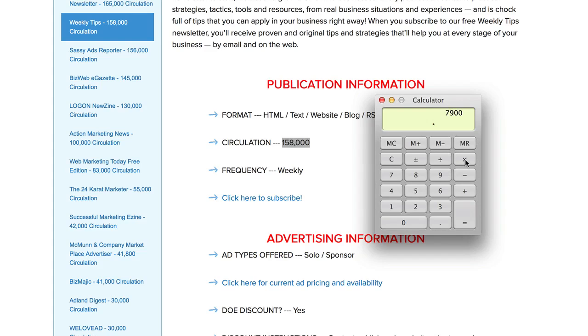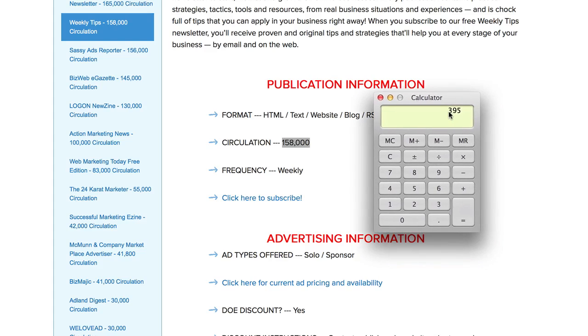And then let's say the click-through rate is, again, let's be very, very conservative here. Let's kind of play low here. Let's say the email click-through rate is going to be 5%. Okay, so that means that you are looking at about 395 people to actually get to your landing page. Again, these are bottom line numbers, my friend.